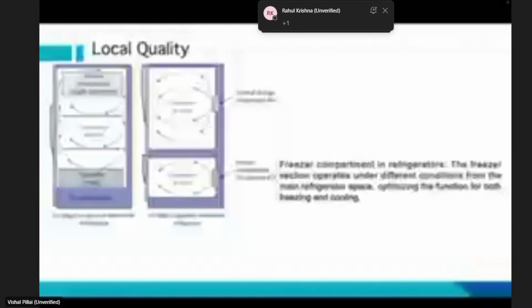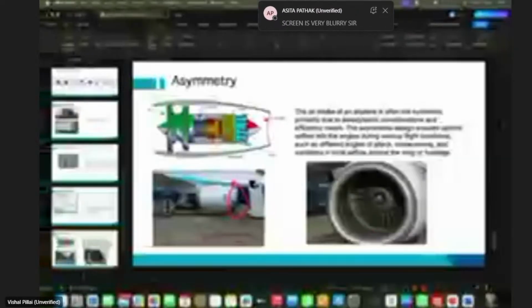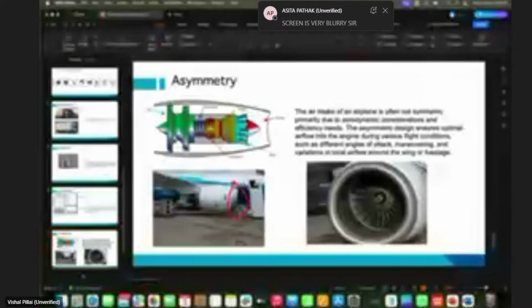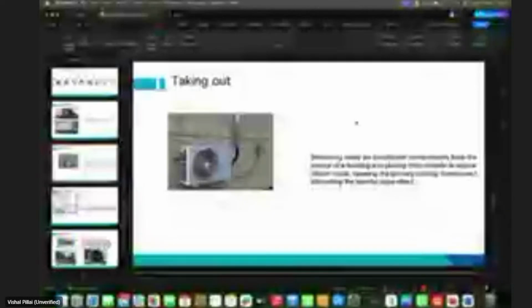Excuse me, sir. Sorry to interrupt. Your screen is not visible. Okay, I'll just check. It's blurry. Can you see it now? Can you change your internet? It's still blurry. Sir, hello. Your internet has an issue. Okay, just a second. I'll just check if I can change the net.